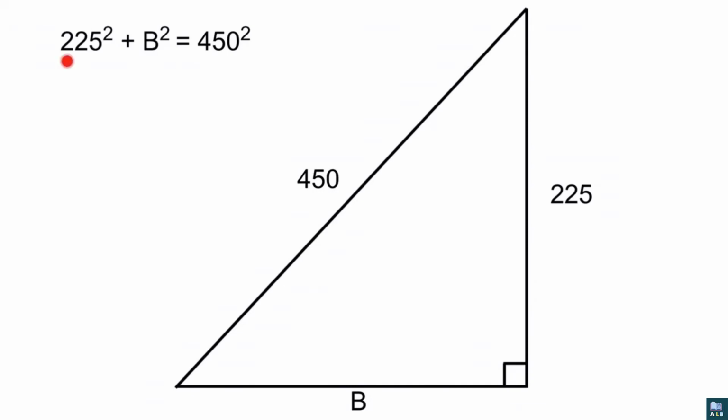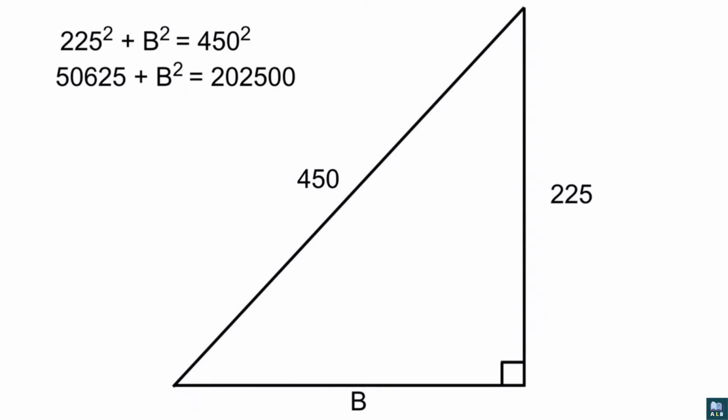Okay, so we got that 225 squared plus b squared is equal to 450 squared. Now we need to get b alone. So what we have to do is subtract this 225 squared out of there. Now even before we do that, let's get rid of these squares. Let's figure out what 225 squared is and what 450 squared is and deal with those numbers first.